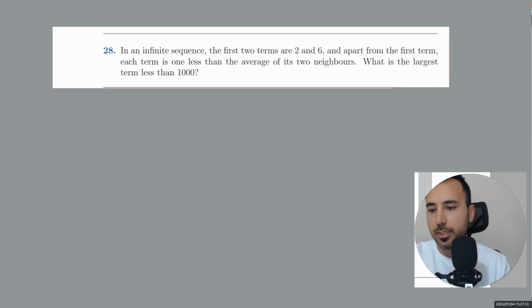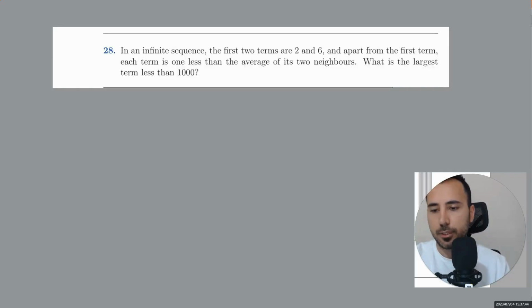Okay, question 28. And do you remember I said question 21 was too difficult to be here? I think question 28 is too easy to be here. In an infinite sequence, the first two terms are 2 and 6. And apart from the first term, 2, each term is 1 less than the average of its two neighbors. What is the largest term which is less than 1,000?